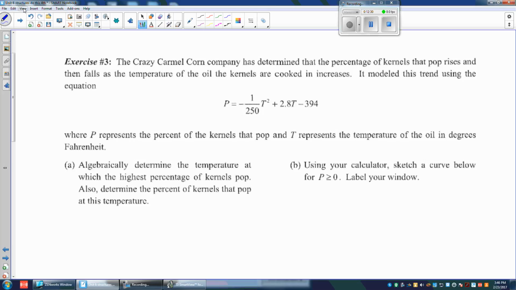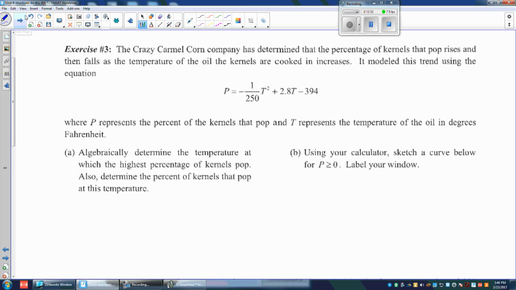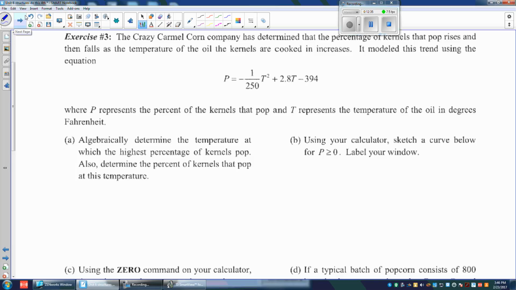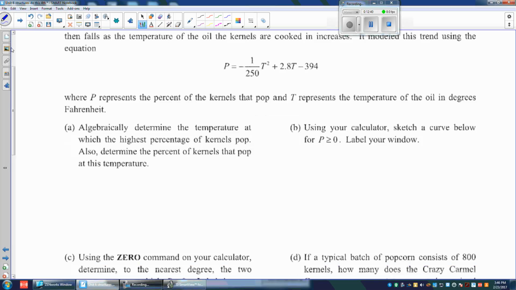Algebraically determine the temperature at which the highest percentage of kernels pop, also determine the percentage of kernels that pop at this temperature. Now remember, we're going to have the whole thing about parabolas. How do I know this is a parabola in the first place? Right there. It has an exponent of 2. Not just having an exponent of 2, but its greatest exponent is 2. So we have a t squared or an x squared, and the leading coefficient is I don't care. But it happens to be negative 1 over 250 in this case. But the fact is that it's a parabola. It's a quadratic because the highest exponent is 2.